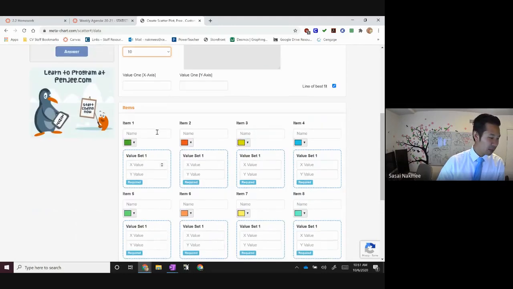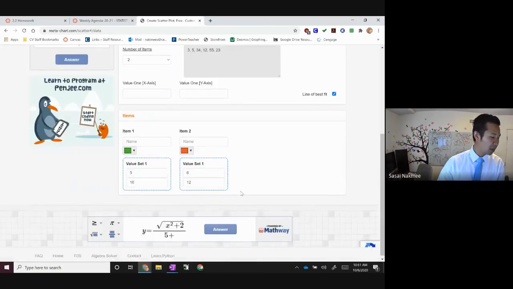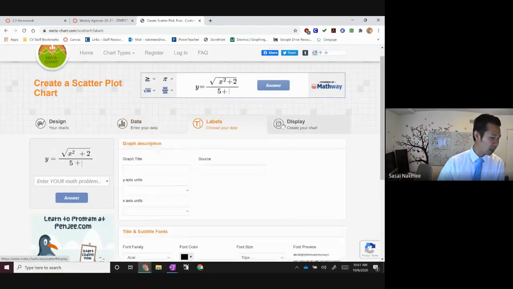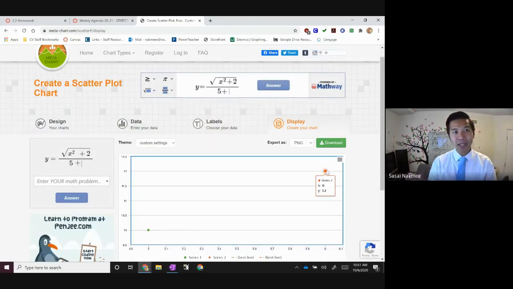They all have different colors and different names. So let's just do 2, for example, here, and I put in these 2 random points just to test this out, 5 and 10, and then let's make this one over here, 6 and 12. And I go over here and I graph this guy. I go over here and I do the display. Look, the 2 dots are different colors and different shapes. I don't want that. I want them all to be the same color and the same shape.